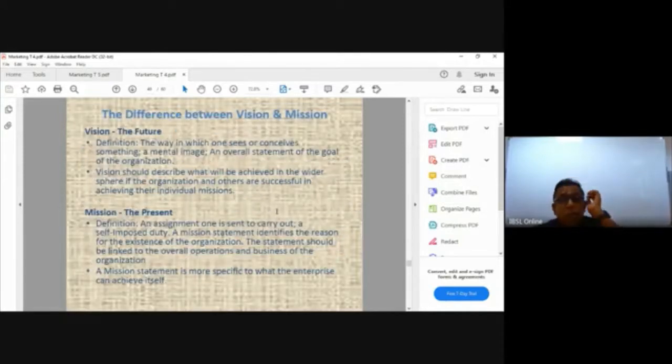The difference between vision and mission: vision is the way in which one sees or conceives, a mental image, and an overall statement of the goal of the organization. Mission should describe what will be achieved in a wider sphere if the organization and others are successful in achieving their individual missions. So vision is basically the future direction. The mission is the present, what the company is doing.